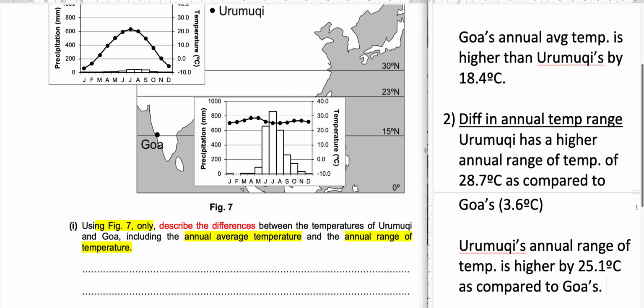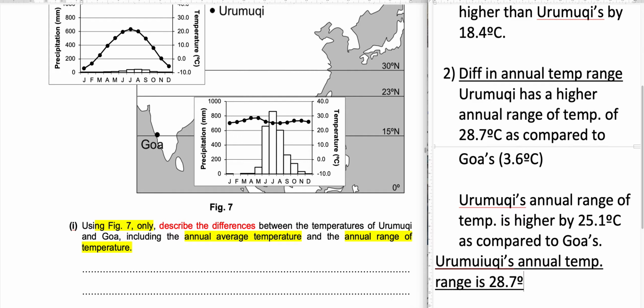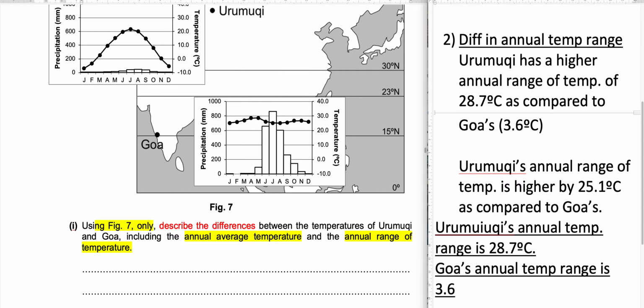Okay, alright, so if you were to write this, Urumqi's annual temperature range is 28.7 degrees Celsius, Goa's annual range is 3.6 degrees Celsius. If you were to write this instead, you will get 0. Okay, because you have not phrased it as a difference. So how to phrase it as a difference? Well, there's 2 ways. You can use comparative words like what you see over here. Okay, higher, shorter, taller, or the ER words.